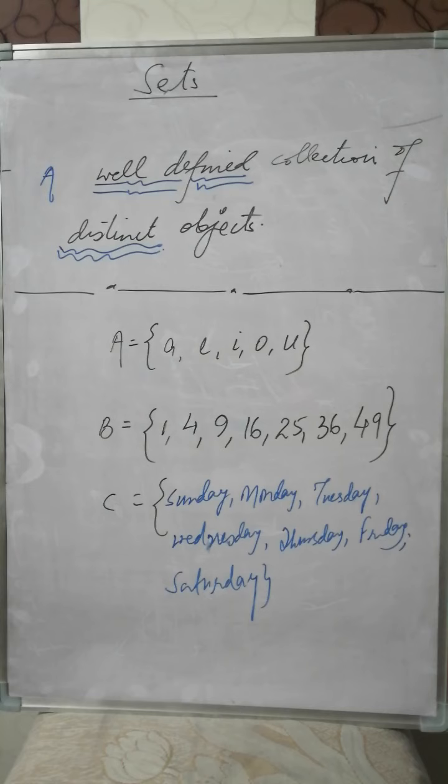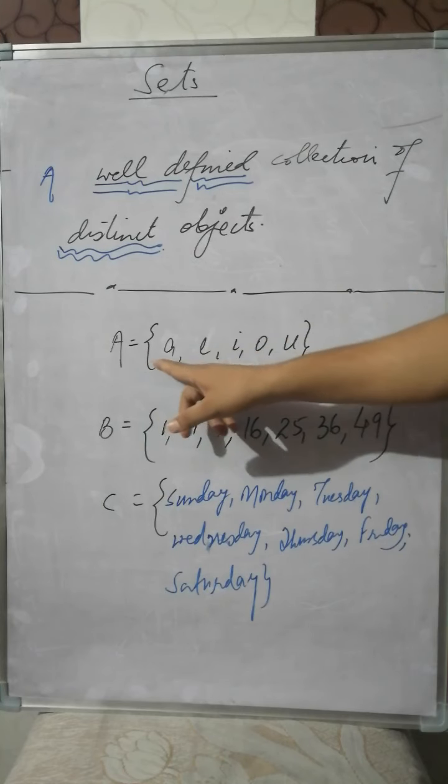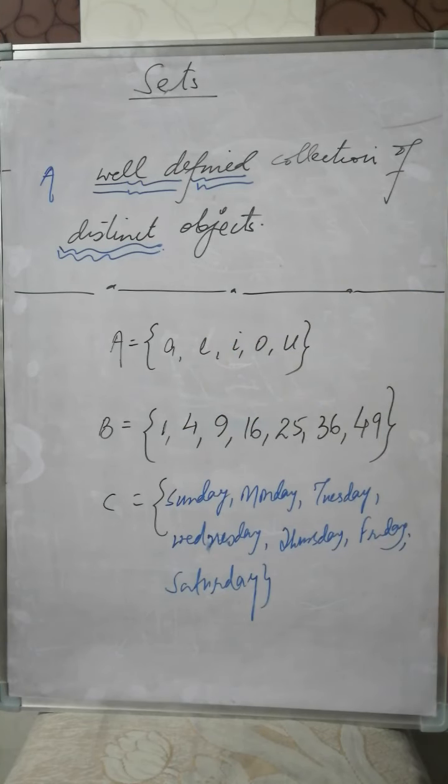So, let's start with the introduction of chapter 1, set theory of class 11, and let's talk about what a set actually is. Before giving you the formal definition of sets, let me talk about a few examples that I have given on the board. There is the first collection, that is A, E, I, O, U. Then there's another collection, that is 1, 4, 9, 16, 25, 36, 49. And then there is a third collection: Sunday, Monday, Tuesday, Wednesday, Thursday, Friday, and Saturday.